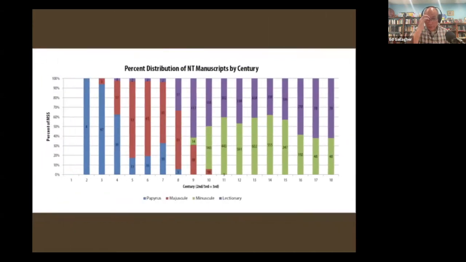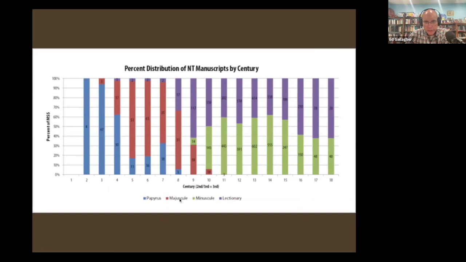Let me go on to this next chart, which has the same information, but just presented in a different way, where you can see more clearly what types of manuscripts predominated in which century. So in the second century, of course, papyrus dominated. You only have 4 of them, but all of them are papyrus. And then in the 5th century, the majuscules start to dominate more than papyri.